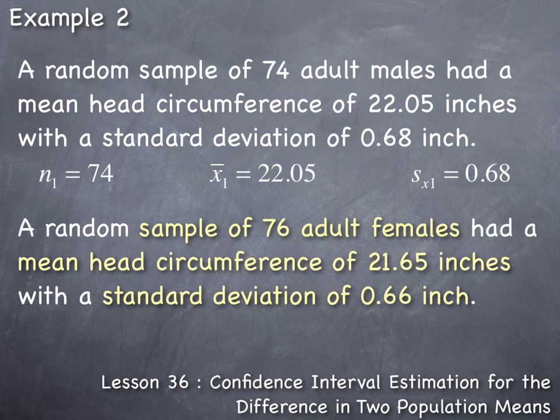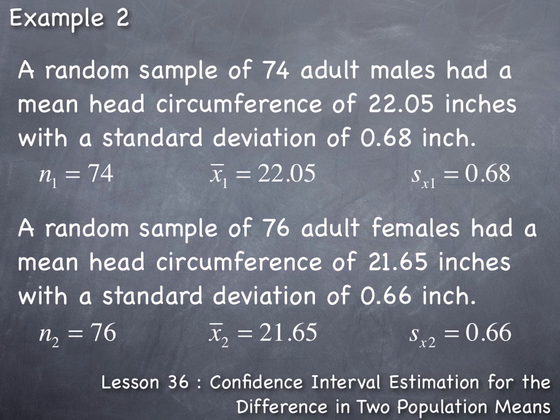In the second sample of adult females, we're told that the sample of 76 adult females gives us our n2, our second sample size, equal to 76. Had a mean head circumference of 21.65 inches, indicates that our second sample mean, x bar 2, equals 21.65. With a standard deviation of 0.66 inch, which tells us that our second standard deviation, Sx2, equals 0.66. So these sample results can now be used to construct our confidence interval.